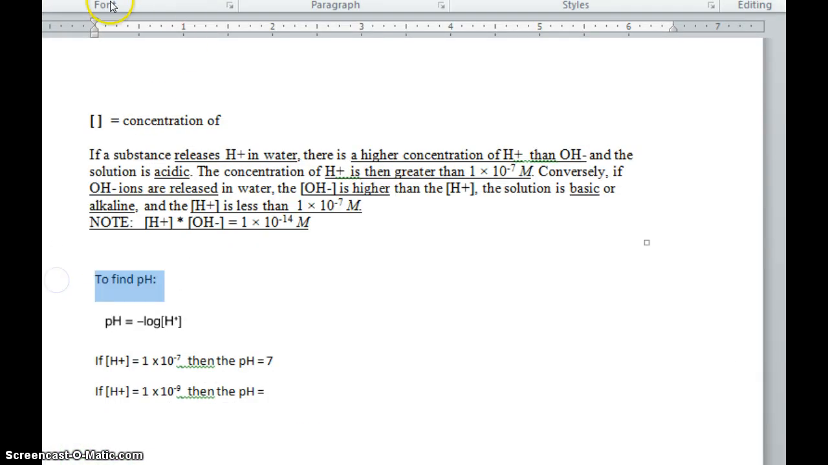So I added to our notes: to find pH, we use pH equals the negative log of the concentration of hydrogen ions. And if the concentration of hydrogen ions is 1 times 10 to the negative 7th, then the pH is 7. What about if the concentration of hydrogen ions is 1 times 10 to the negative 9th? Then what's the pH? It is 9.